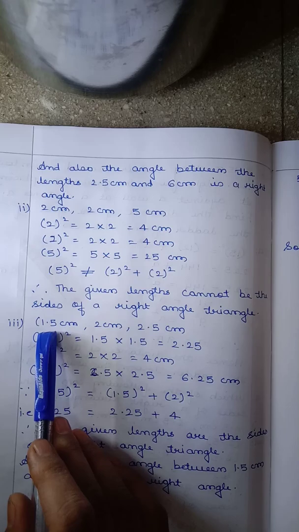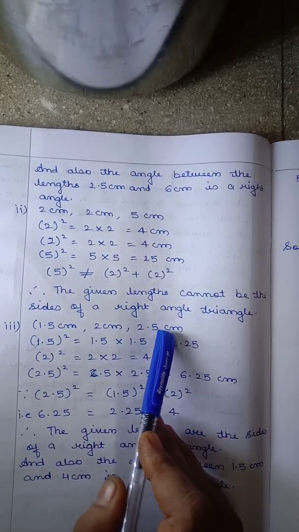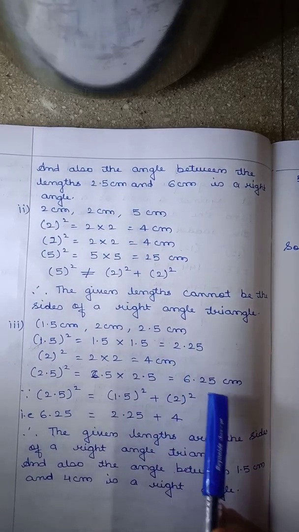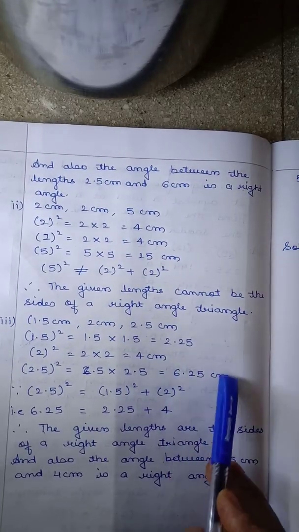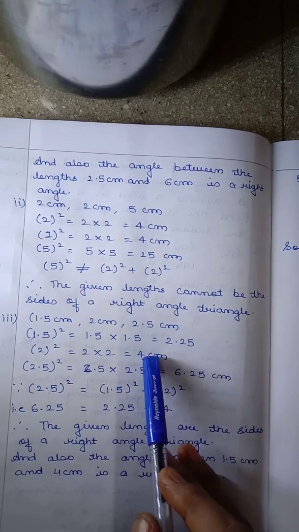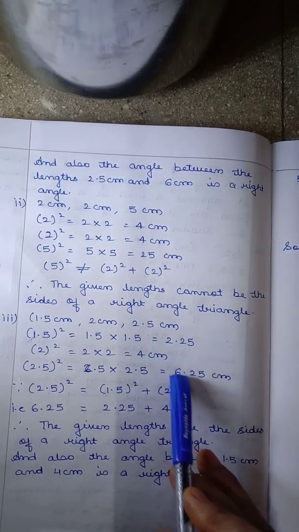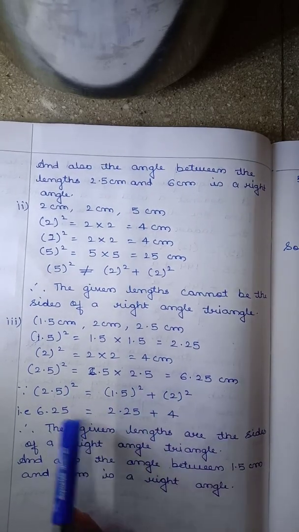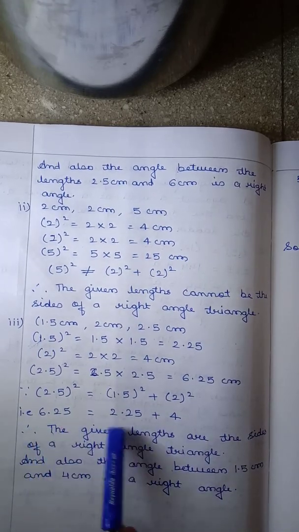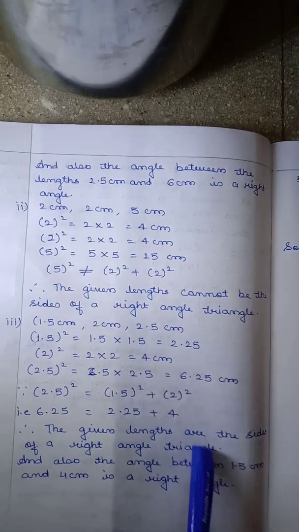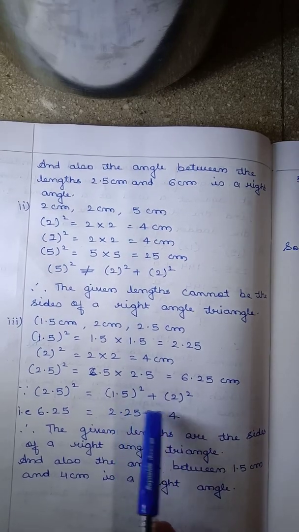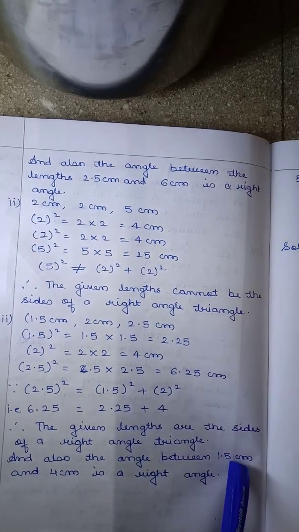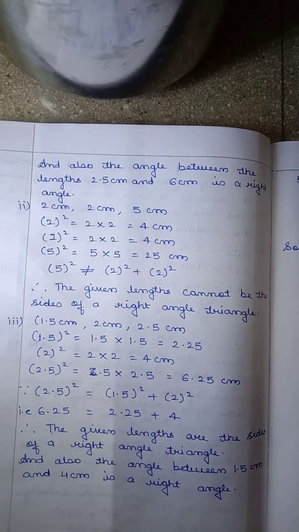Then the third one, measurements are given as 1.5, 2 and 2.5. Find the square of all the three sides. You will get 2.25, 4 and 6.25. So the longest side is 6.25, and 6.25 you can get by adding these two. 2.25 plus 4 is nothing but 6.25. That is 2.5 square is equal to 1.5 square plus 2 square. Yes. So therefore the given lengths are the sides of a right angled triangle, and the right angle will always be in between these two sides. So the angle between 1.5 centimeter and 2 centimeter is a right angle.